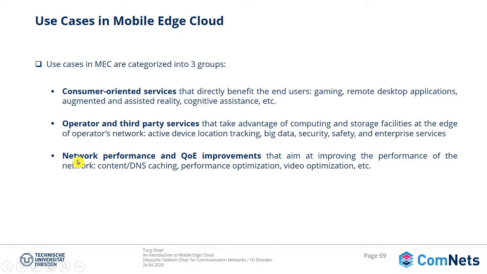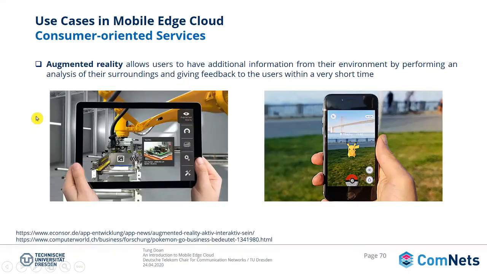The third group is about the network performance and QoE improvements, so it can improve the performance of the network. Some applications such as content DNS caching, performance optimization, and video optimization. In the next slides, I will focus on each group. Let's first take a look at the consumer-oriented services.